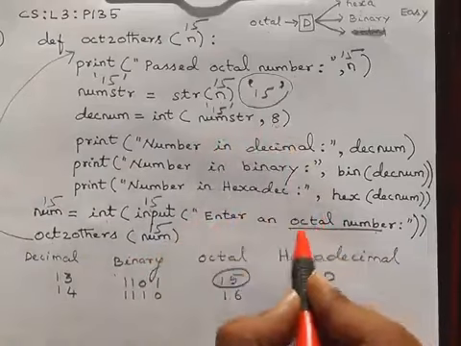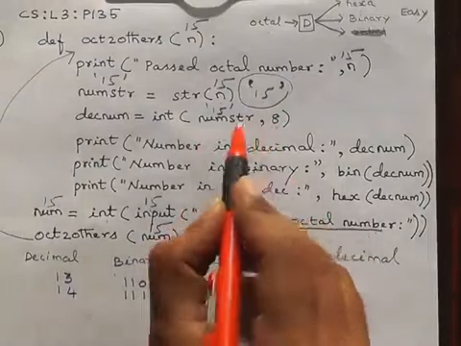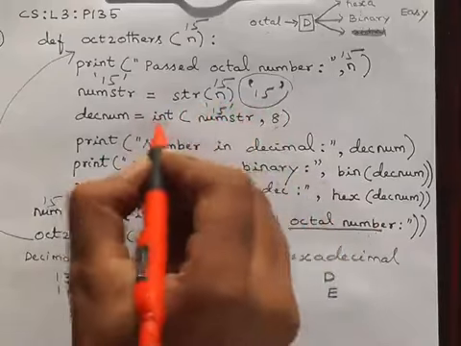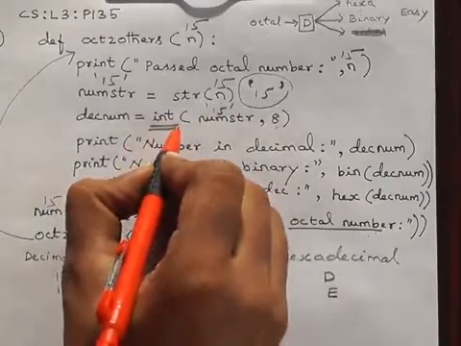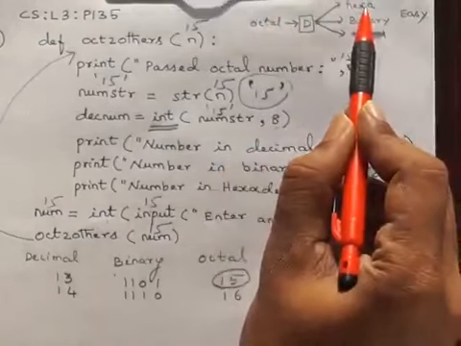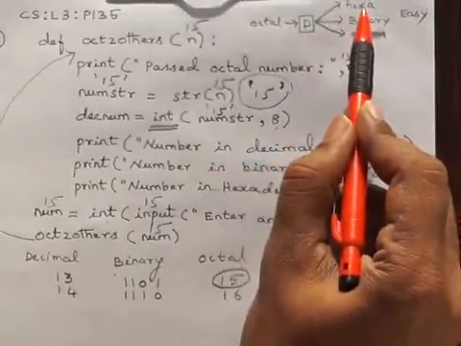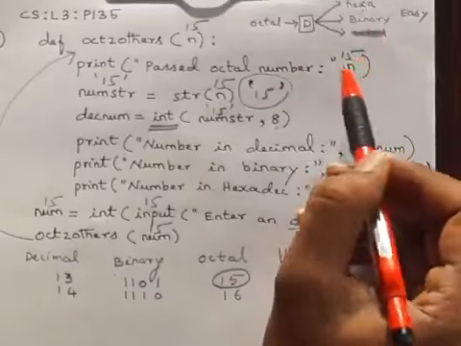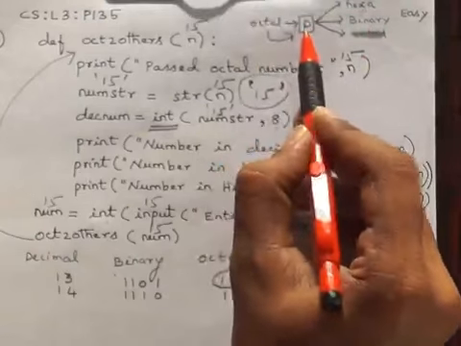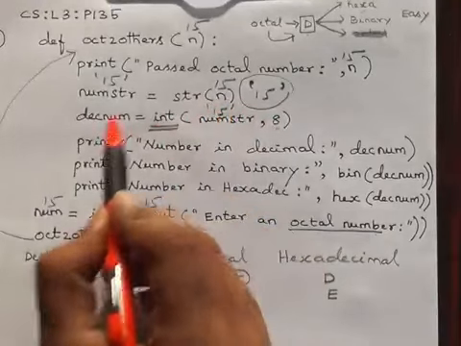Comma 8. Since we have got an octal number, that's why I'm using num str comma 8, such that this 15 is an octal number. Okay. Then why are we using int? Listen, I'll tell you one thing. If you want to convert octal to hexadecimal, first you have to convert to decimal. Then only you can convert it to hexadecimal, right? So first this octal number has to be converted to decimal number. That's why if I give int, this 15 will be converted to decimal.